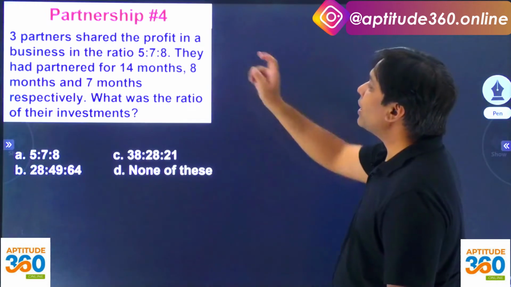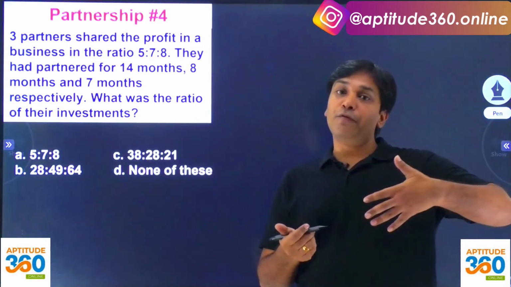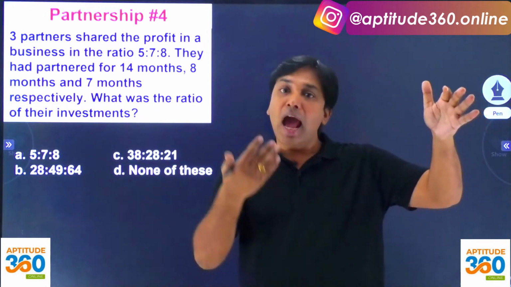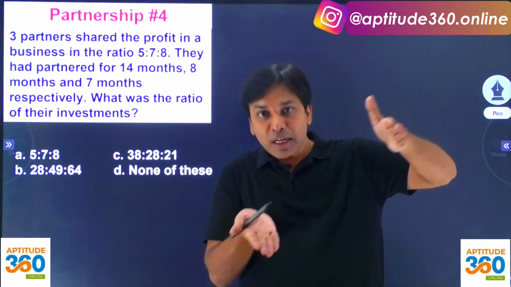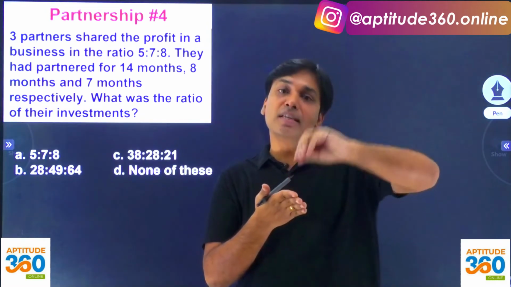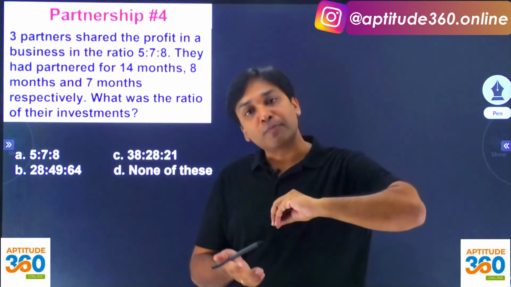It says that three partners shared their profits. So the majority of the time, from video number 1 to this video, what have we been doing? Somehow we know the investments and time period, and then we multiply in order to find the ratio of the profit. What if the profit ratio is given to you, and either the ratio of time or the ratio of capital is given, and they want you to find the other thing?